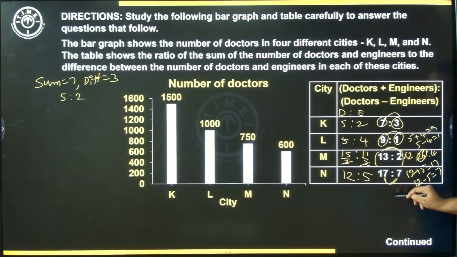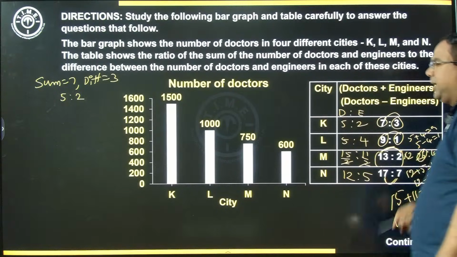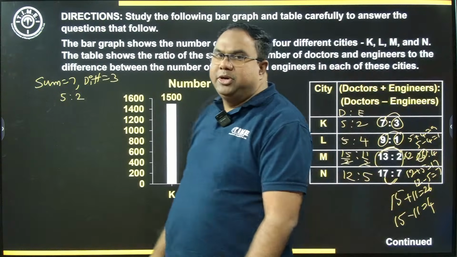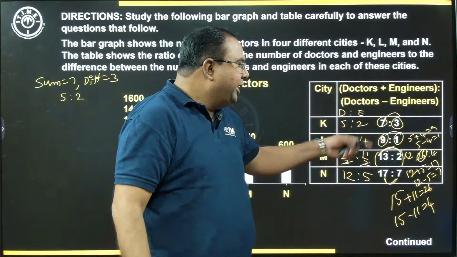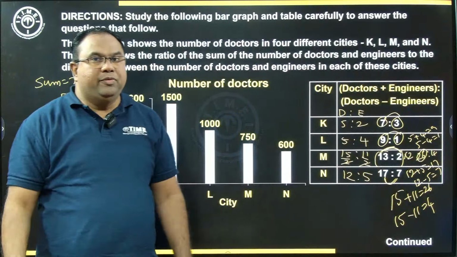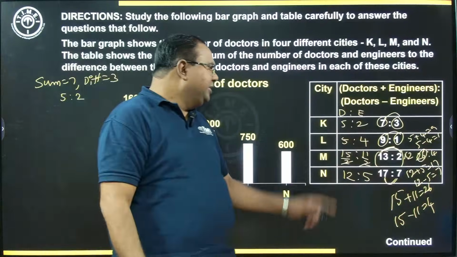So I can say 15 plus 11 is 26. 15 minus 11 is 4. This is an odd number, so I'm converting by multiplying by 2. I'm converting it as 26 is to 4. So how do you get 26? 15 plus 11. Difference should be 4. 15 minus 11. I can say 15 is to 11.